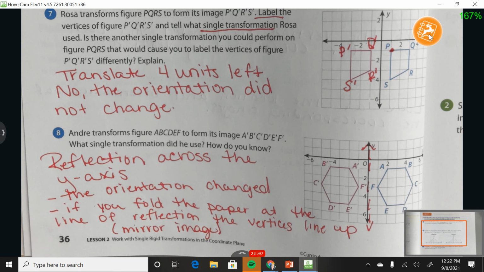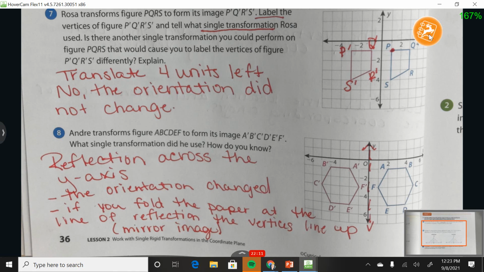That is also called a mirror image. Alright, so you need to make sure you have all of this down in your notes. If you've been absent, there are videos to go along with everything that we've done. So you can catch up on all the notes from the book.